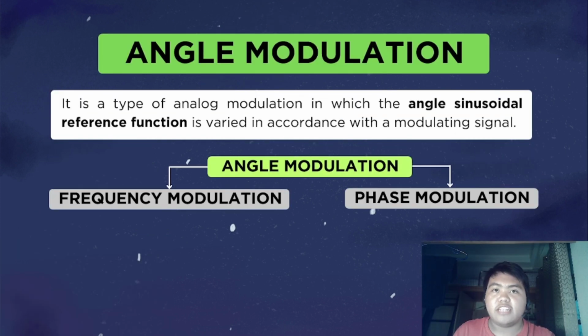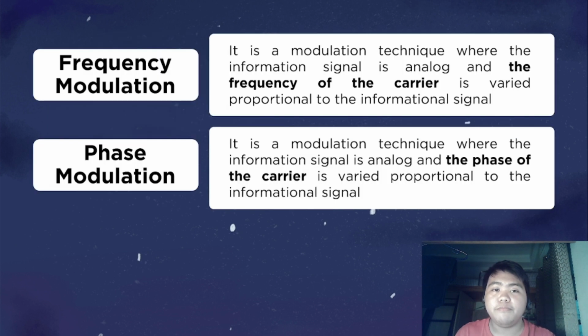So what is angle modulation? It is a type of analog modulation in which the angle of a sinusoidal reference function, or the angular function, is varied in accordance with the modulating signal. There are two types of angle modulation, which are frequency modulation or FM and phase modulation or PM.